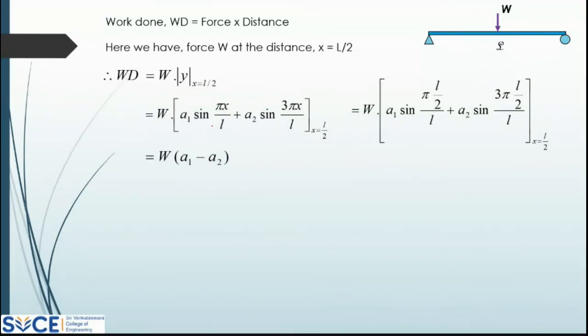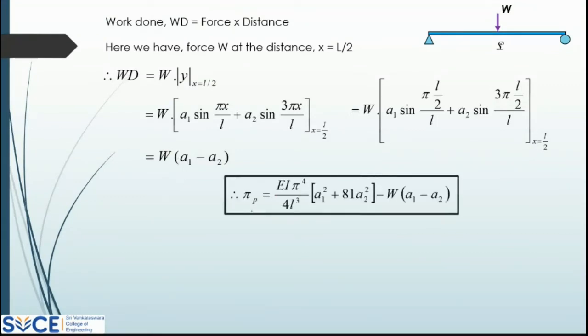Sorry, it is not sin pi, it is sin pi by 2, and this is sin 3 pi by 2. Sin pi by 2 is 1, which means I'll get only a1. Sin 3 pi by 2 is minus 1, so I'll get minus a2. So this is my work done W. Now I can identify my potential energy equation.